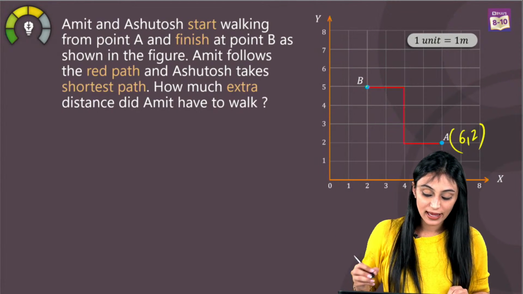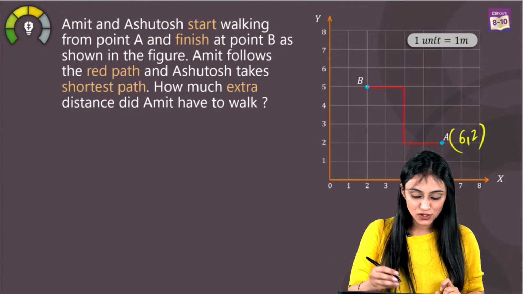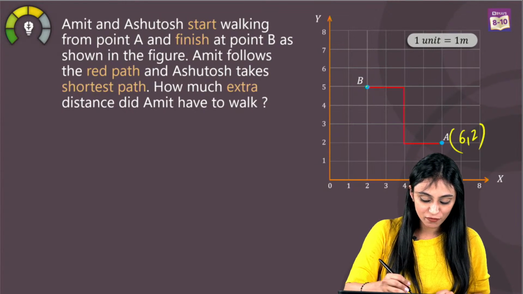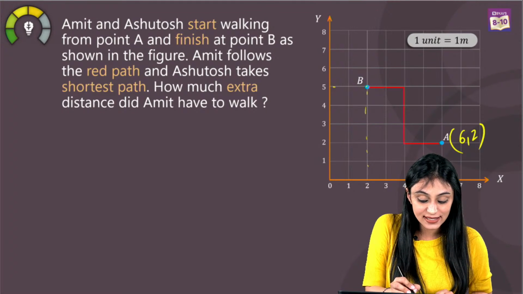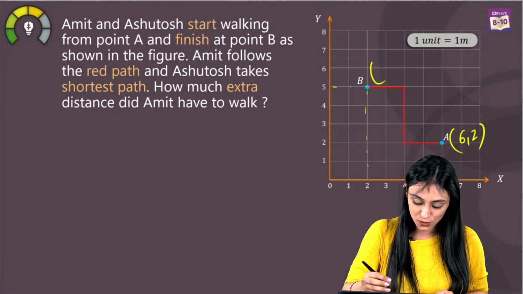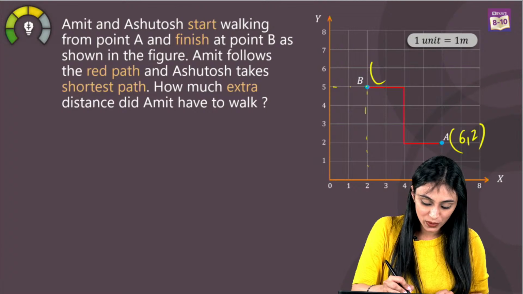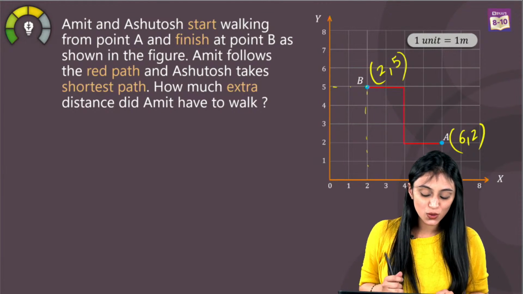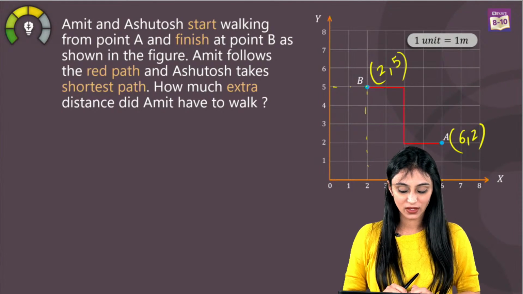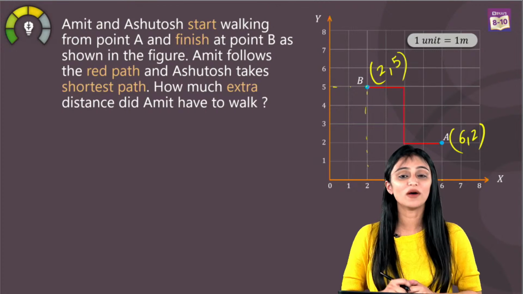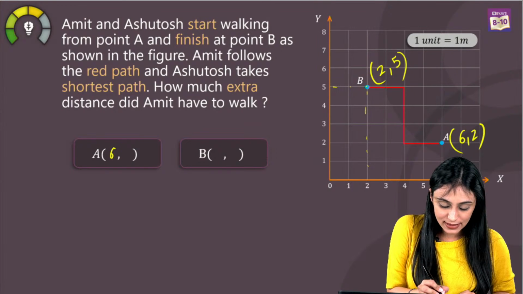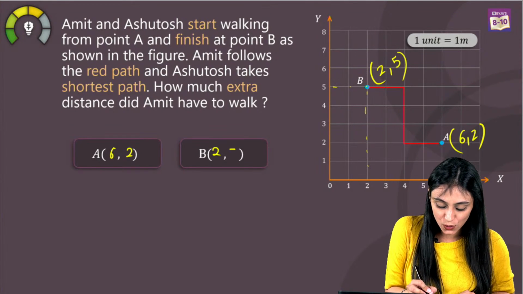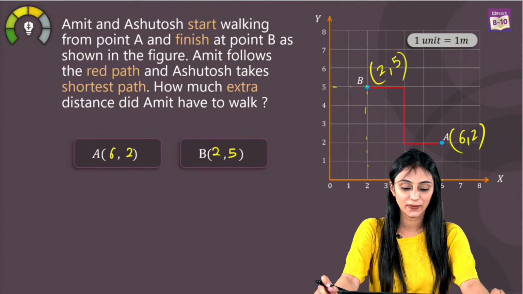Now here, coordinates of B. So what we can see here is that coordinates of B, if you see from the x-axis, it is 5 units away. From the y-axis, it is 2 units away, right? So this point over here is going to be 2, 5, right? Okay. So B is 2, 5 over here. Now, we will just write down the coordinates. That's 6, 2 and this is 2, 5, right?